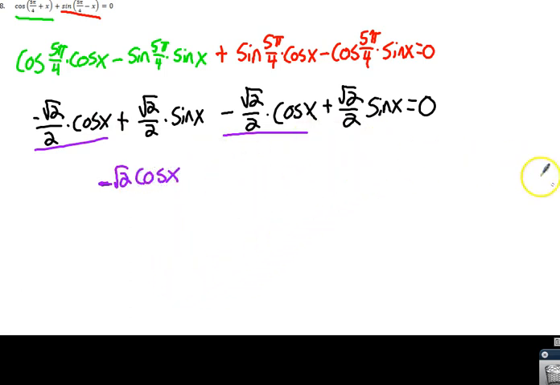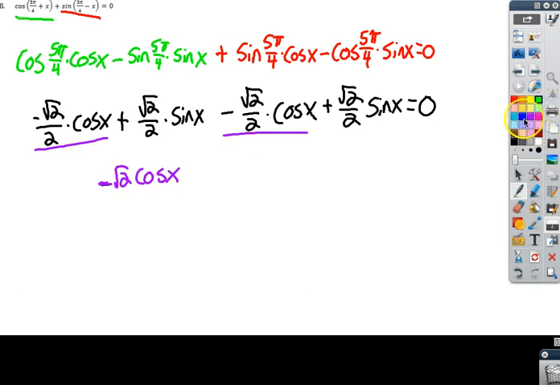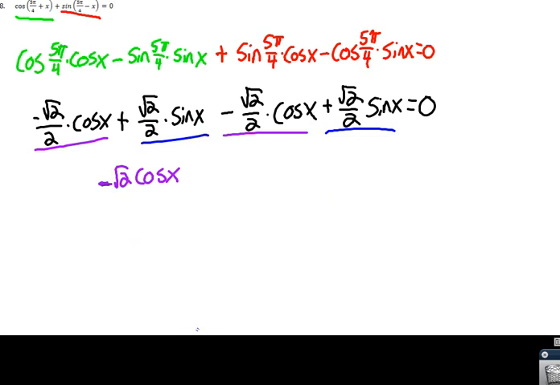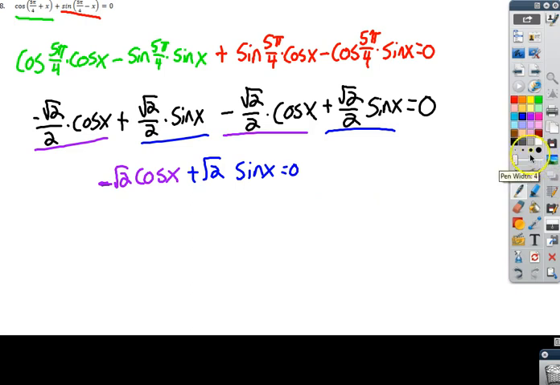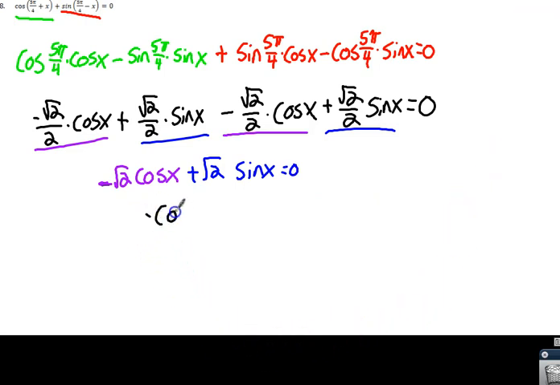These two add together to make a wonderful and glorious root 2 sine of x. That's going to equal 0. Well, I'm just going to divide everything by root 2. I'm allowed to do that and just cancel them out. I'm left with negative cosine of x plus sine of x equals 0.